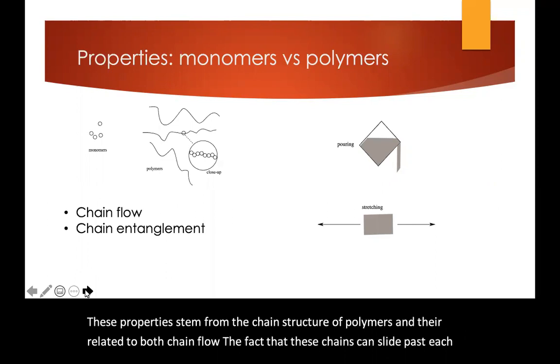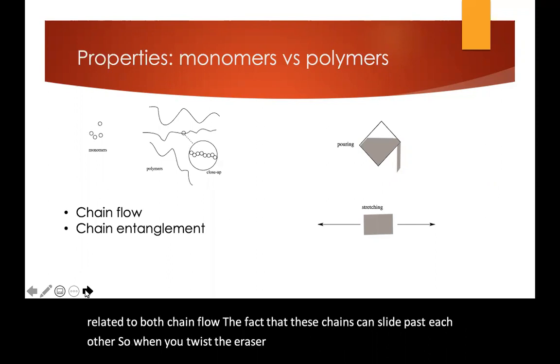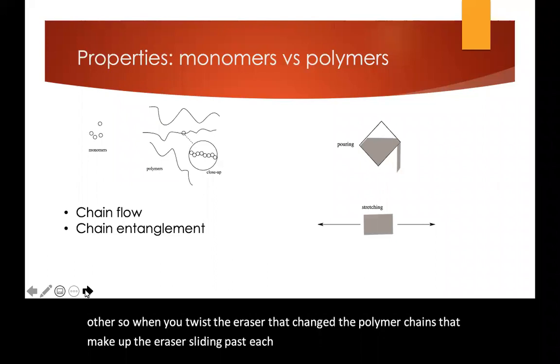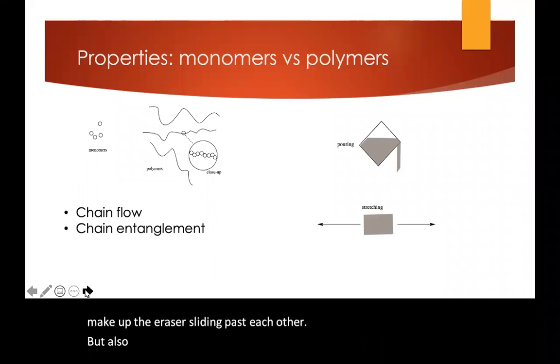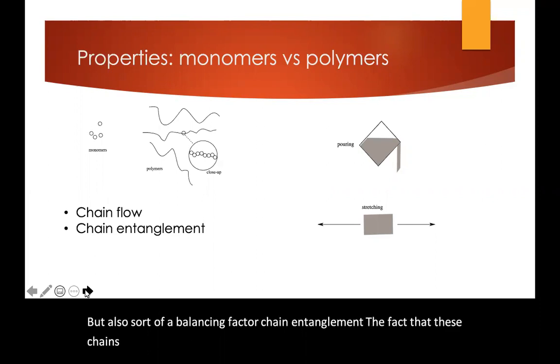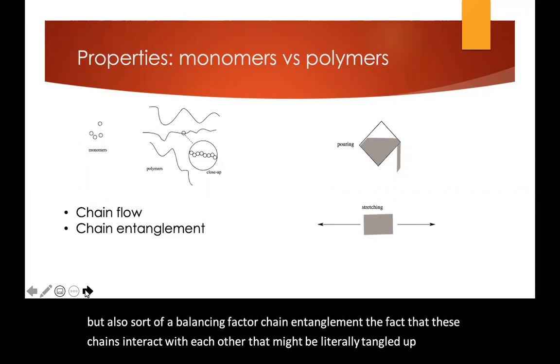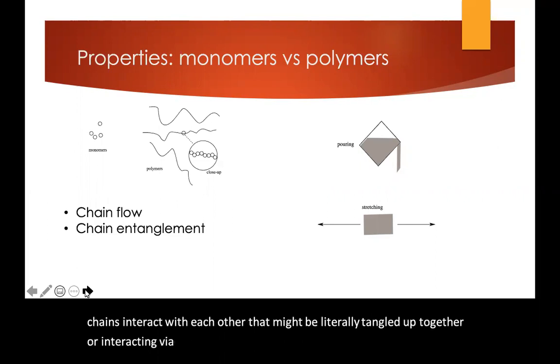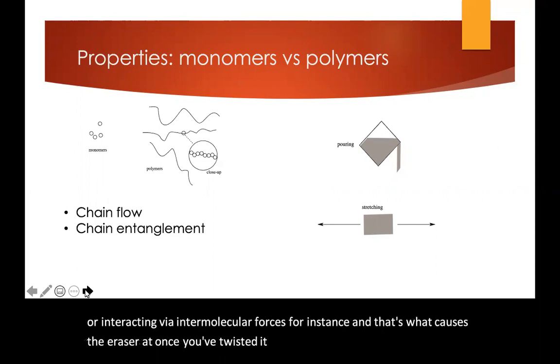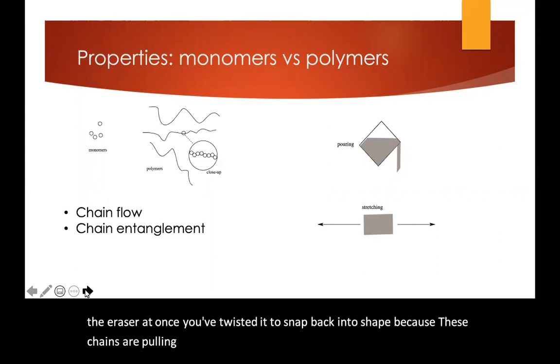So when you twist the eraser, the polymer chains that make up the eraser are sliding past each other, but also there's a sort of balancing factor, chain entanglement, the fact that these chains interact with each other. They might be literally tangled up together or interacting via intermolecular forces, for instance. And that's what causes the eraser, once you've twisted it, to snap back into shape, because these chains are pulling the material back into its original form.